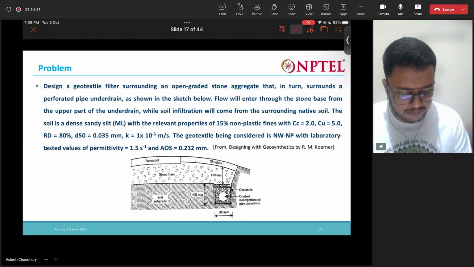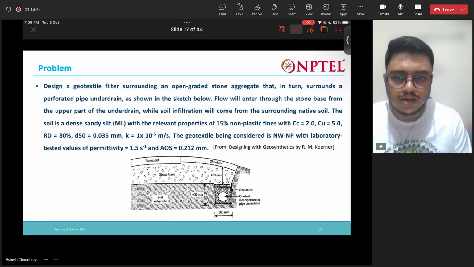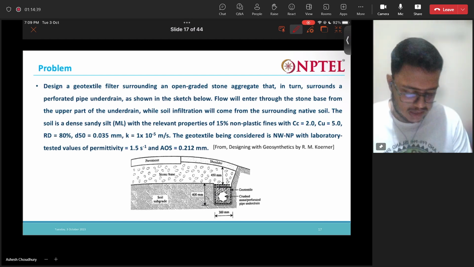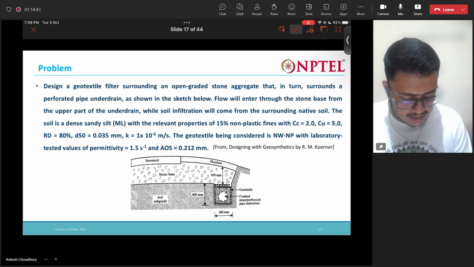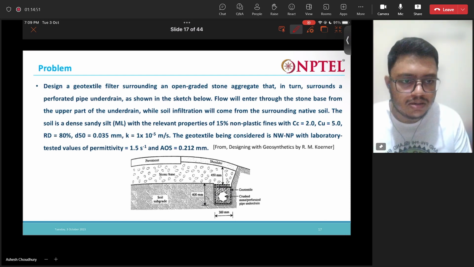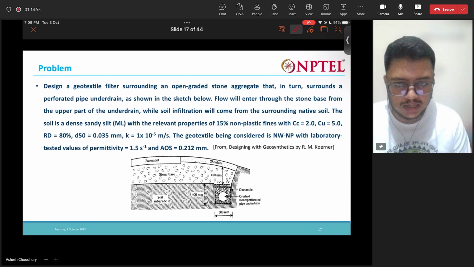Flow will enter through the stone base. You have a 450 mm thickness of stone base. So water will enter through the stone base from the upper part of the under drain, while soil infiltration will come from the surrounding native soil. So water has to enter from the stone base, and the soil upgrade, this soil might actually enter into the filter.